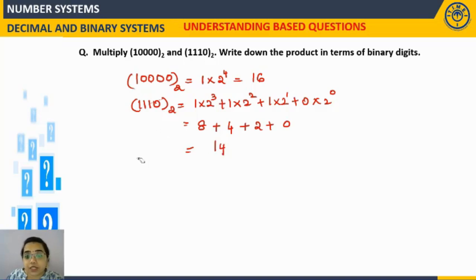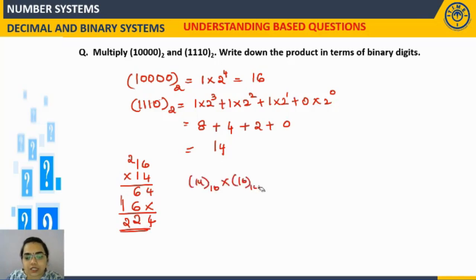Okay, now what are we supposed to do? We need to multiply these numbers. 16 into 14. 4 6s are 24, 4 1s are 4, 6. Okay, 1 6 is 6, 1 1 is 1. So 4, 12, so you get 224. So 14 in decimal into 16 in decimal gives us 224 in decimal. The question asked is write down the product in terms of binary digits.